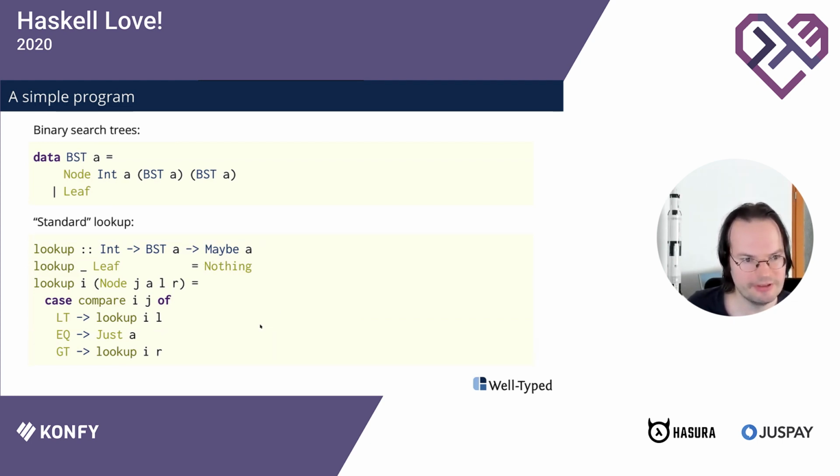And as is typical for binary search trees, the interesting case is the node case, where we compare the key we're looking for with the key stored in the node. And depending on the outcome of the comparison, we're either continuing looking in the left subtree or in the right subtree, or on equality, we just return the value that is stored at that position.